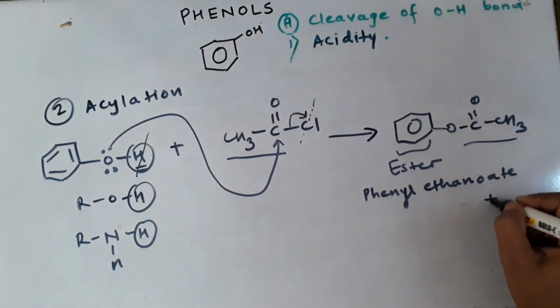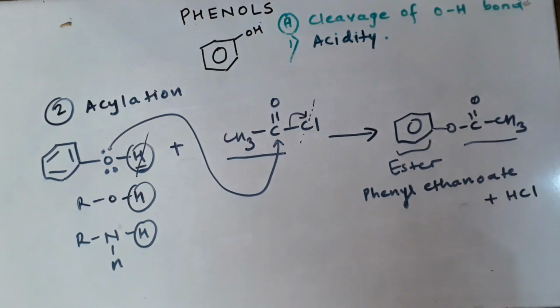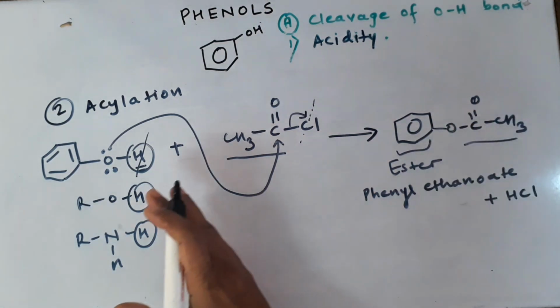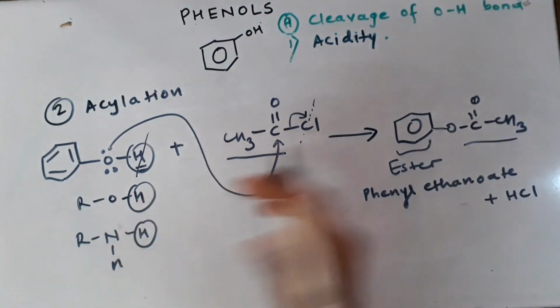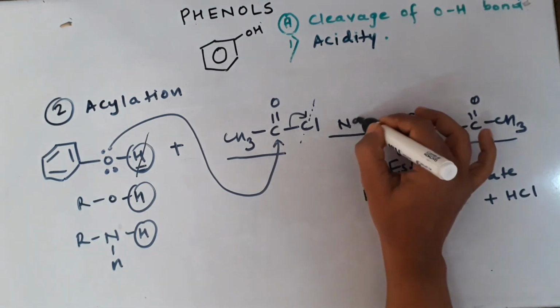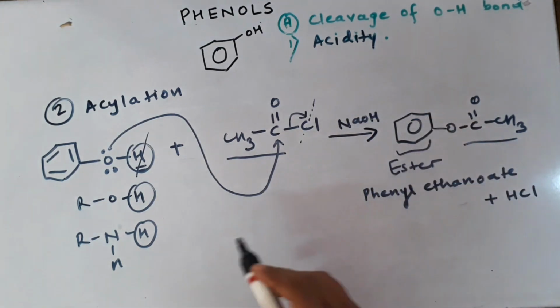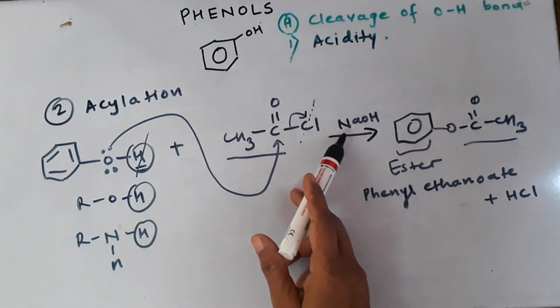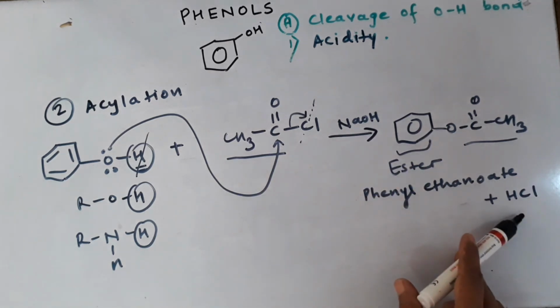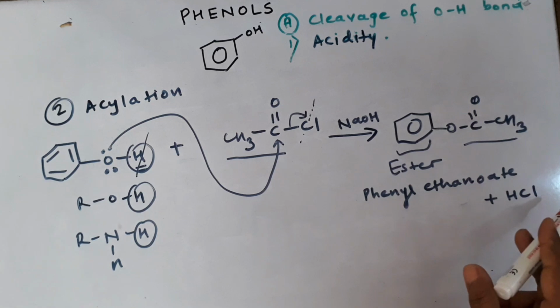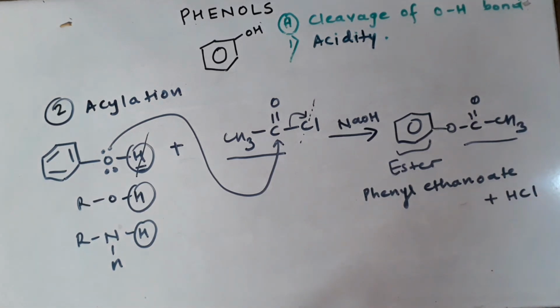We are also getting the byproduct HCl now, which may recombine with this ester and shift the reaction towards the backward direction. To prevent this, we will add a few drops of sodium hydroxide in the test tube beforehand, so that it will neutralize the byproduct and shift the reaction equilibrium towards the right hand side. So this was a very important reaction which we have seen.